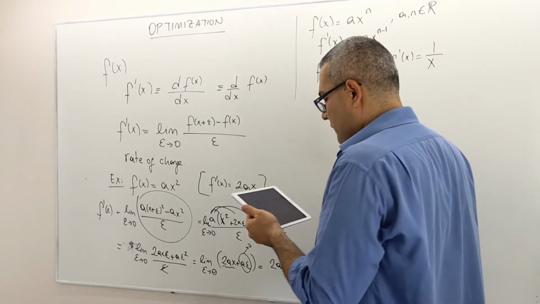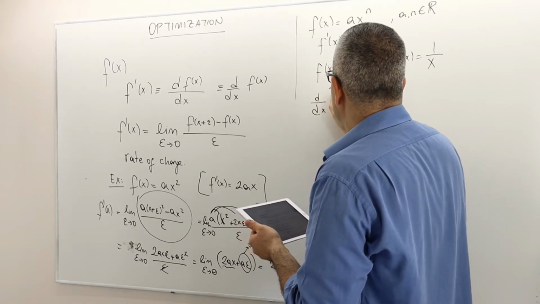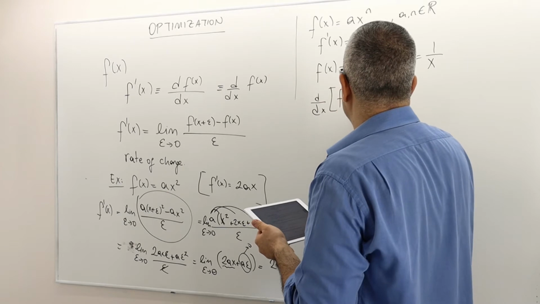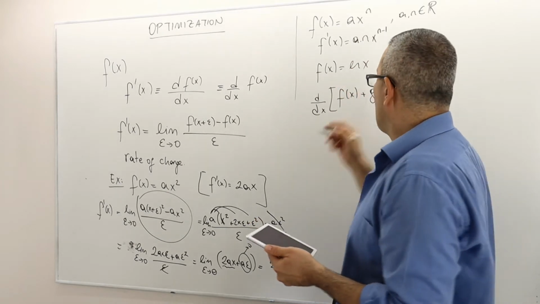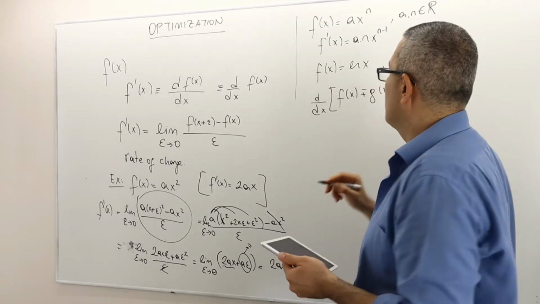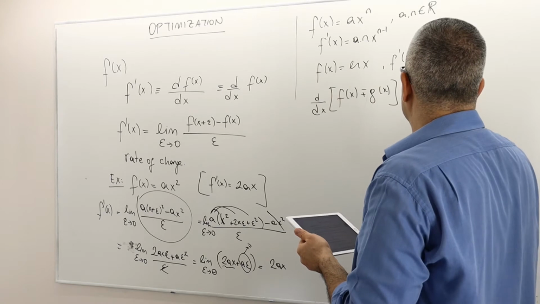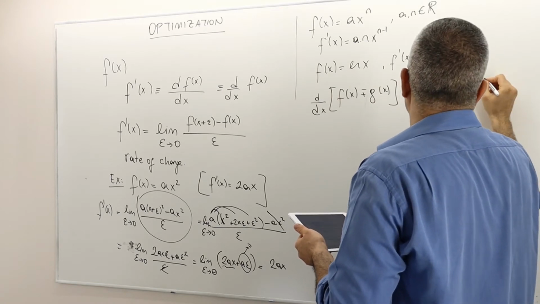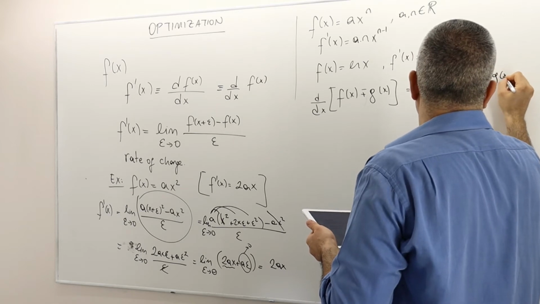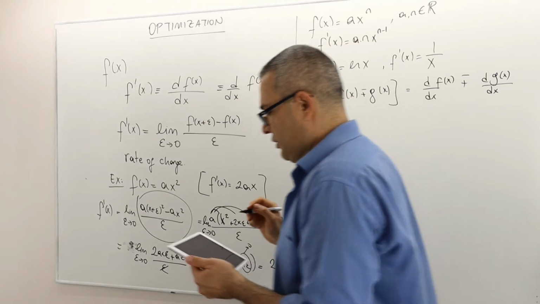As simple as this. If you are taking the derivative of a sum of two functions, f of x plus g of x, or a subtraction, then the derivative can be distributed over f of x plus or minus the derivative of the g function.